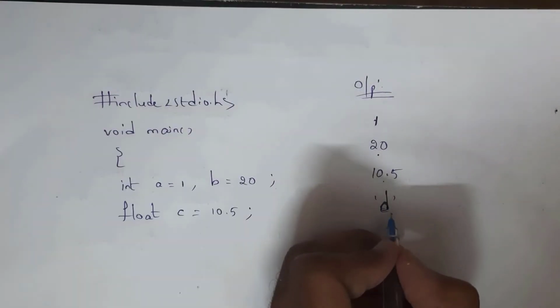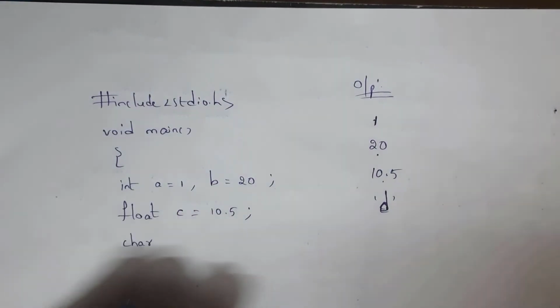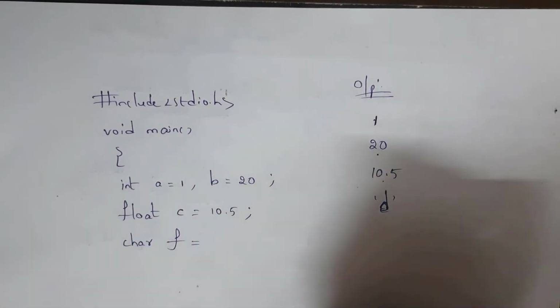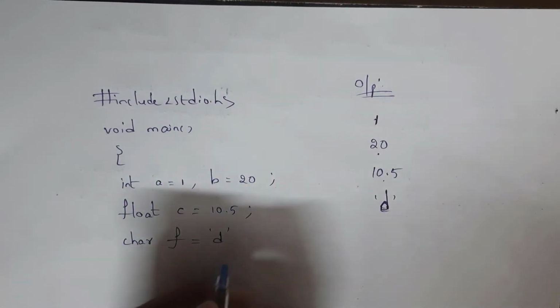And this d is a character. So I'm taking the data type char here, and you can take any variable name. I'm taking the variable name f equal to d, and you need to give this d in single quotation marks, semicolon.